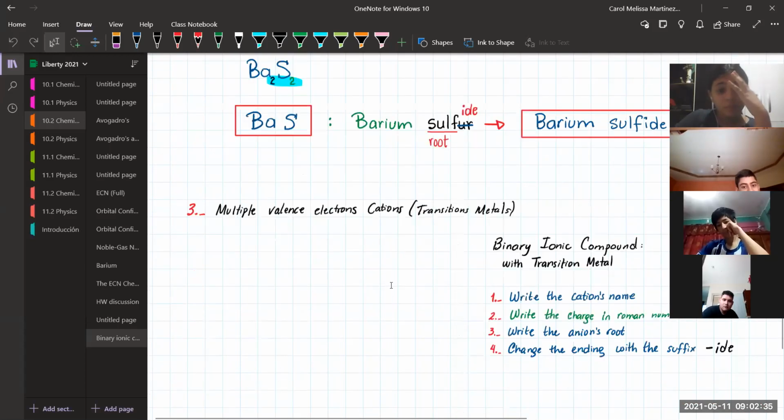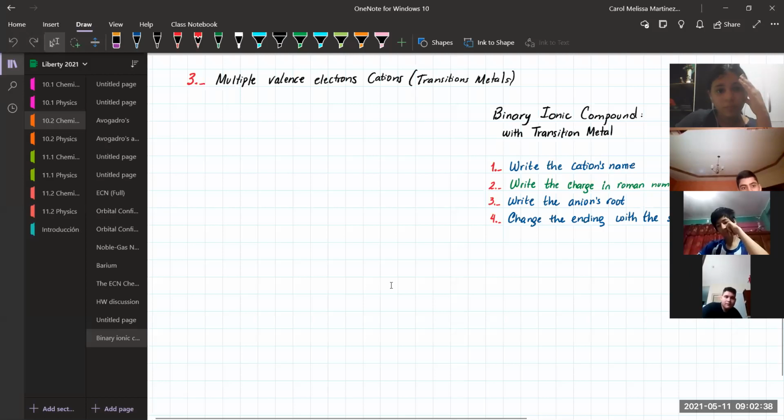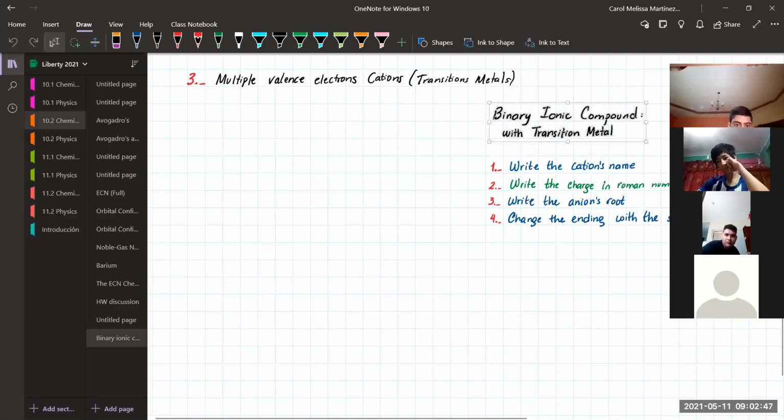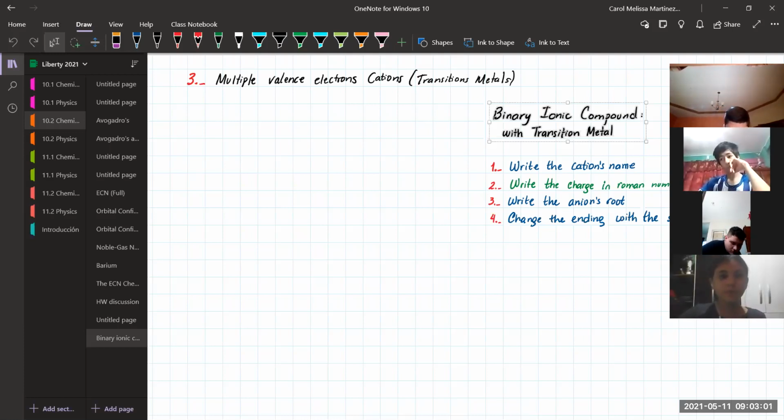So this is where the next topic comes in, called multiple valence electrons for cations, which in this case refers to transition metals. The naming for this kind of compounds is going to be binary ionic compound, but with transition metals. So let's say that I want to combine iron 3 plus with oxygen, which is 2 minus.